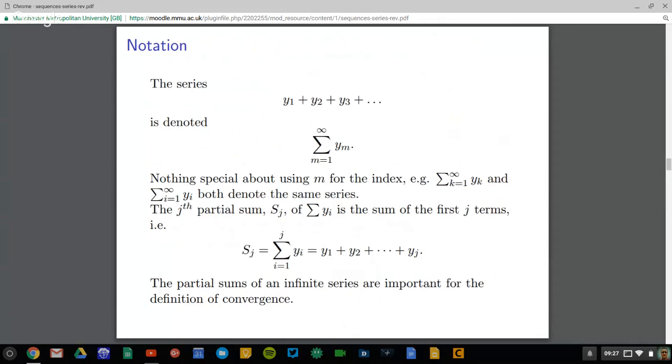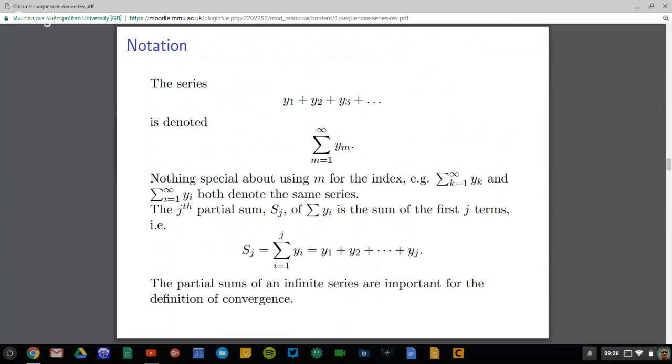So for series then, we've got to understand the basic notation. Again, we're using index variables, but now we're not just observing a list of numbers, an evolving list of numbers. We're now looking at an evolving sum, where we're adding up all the elements from the sequence, so to speak. So we're talking about y1 plus y2 plus y3 plus and so on. And we're particularly talking about infinite series here.